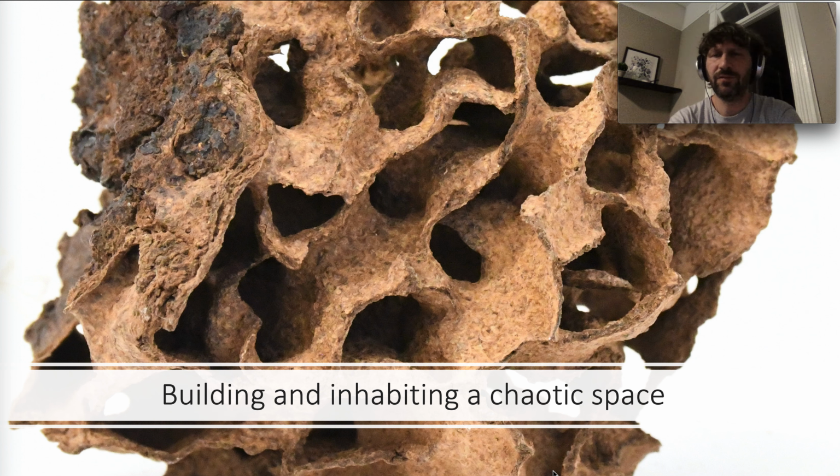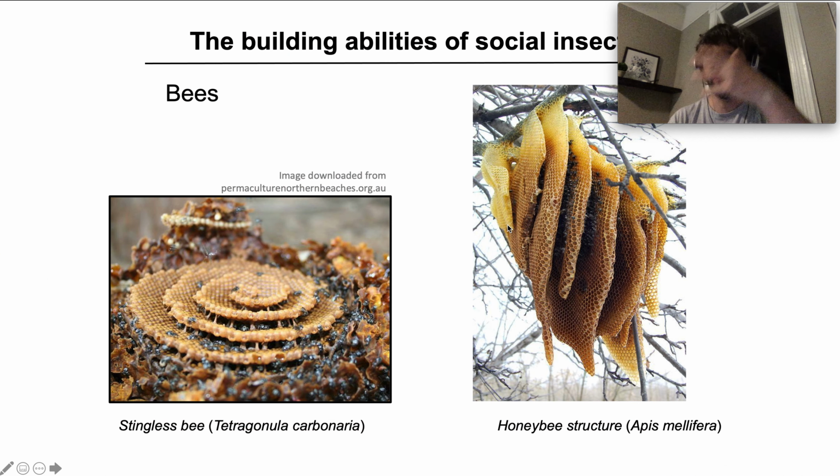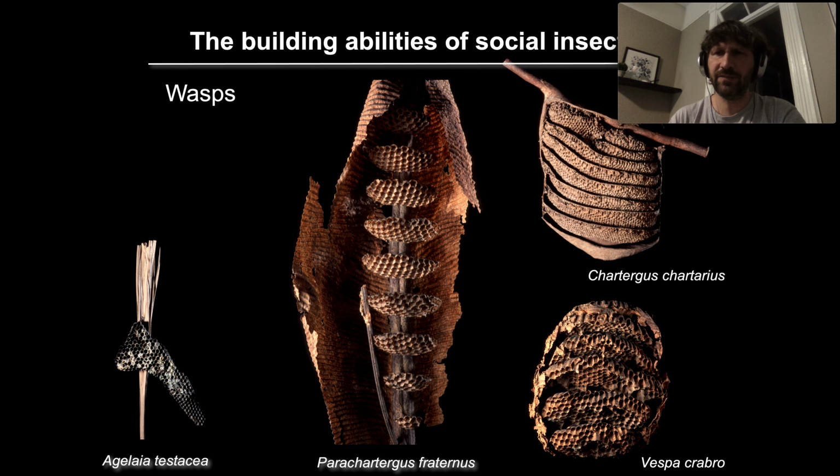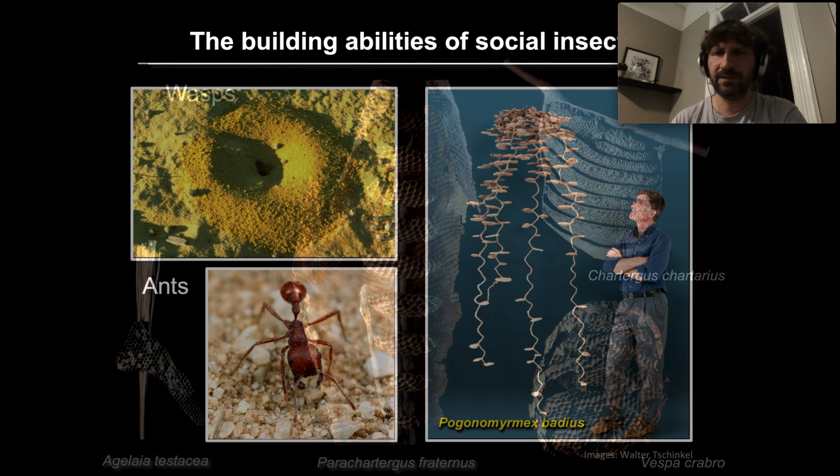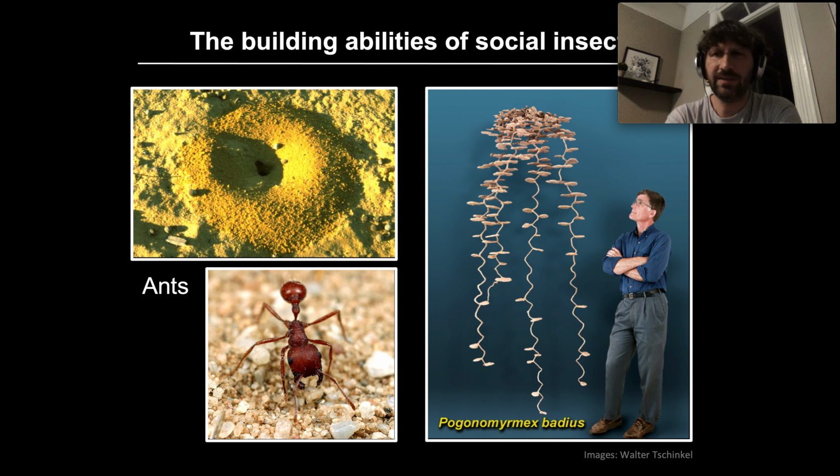Social insects are known for building some of the most impressive structures made by animals. This is true of honeybees with their curtains of combs, or of stingless bees with these helicoidal structures. It is true of wasps that make a large variety of nests, and it is true of ants, whose nests are not often visible from the surface of the ground, but when we make casts of these structures, we can see their size and their complexity.